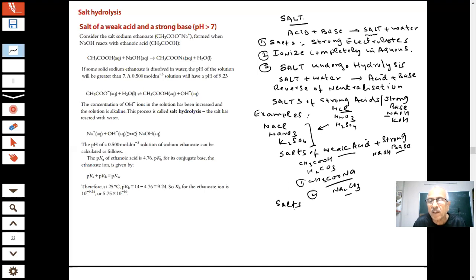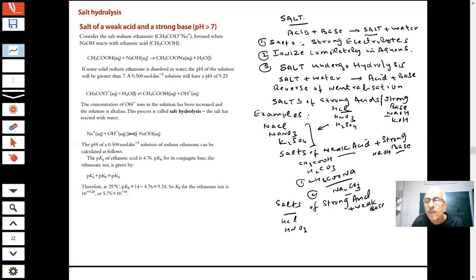Similarly, students, we can write the salts of strong acid and weak base. Strong acid and weak base, students. What are strong acids? HCl, HNO3. There are more. What is an example of a weak base, students? Which is a weak base? Tell me. Which is a weak base? Any example of a weak base, students?